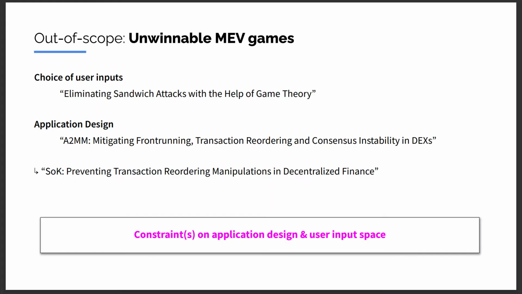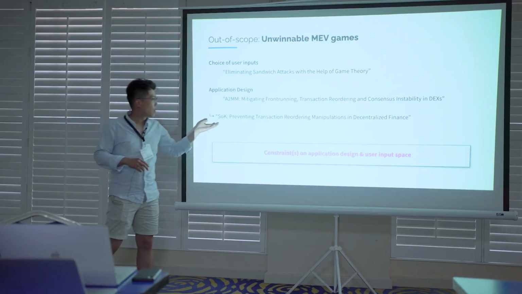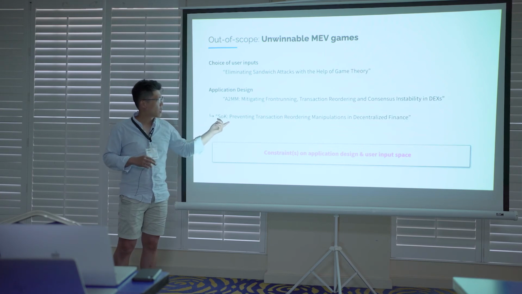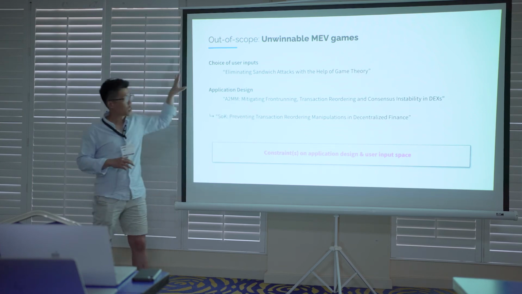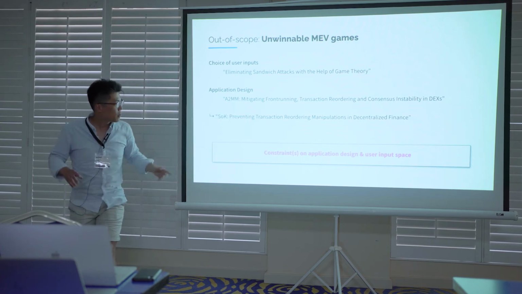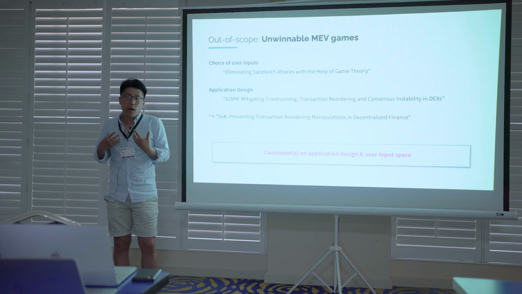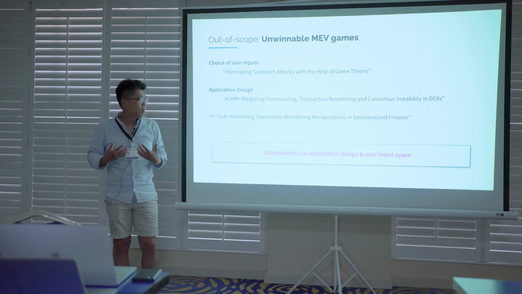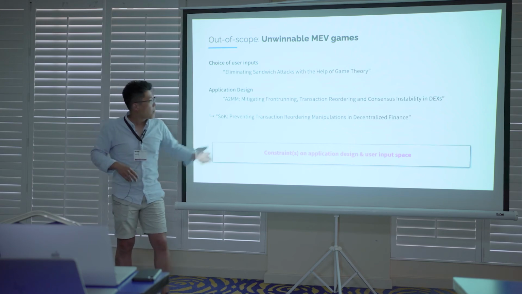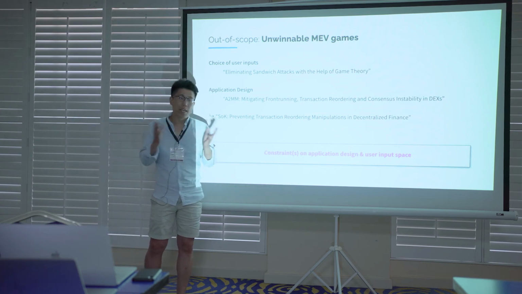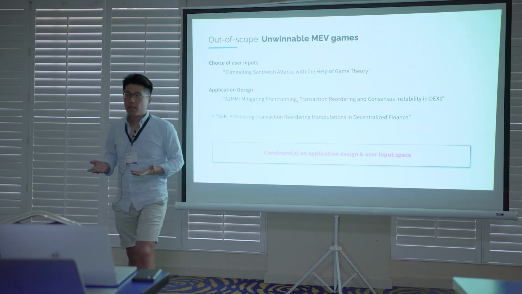One could also design an AMM that takes that into account. There's a paper by the group from Gervais, A2MM, which does exactly that. And so for these types of techniques, I'd really like to point out the paper here. There's a SoK called Preventing Transaction Reordering Manipulations in Decentralized Finance, which covers these kinds of techniques, right? However, we still believe it's motivated to look at other mitigation techniques which remove the powers of the miner, namely transaction ordering and the inference of intent, because these techniques place a constraint on the application design and also a constraint on the user input space.